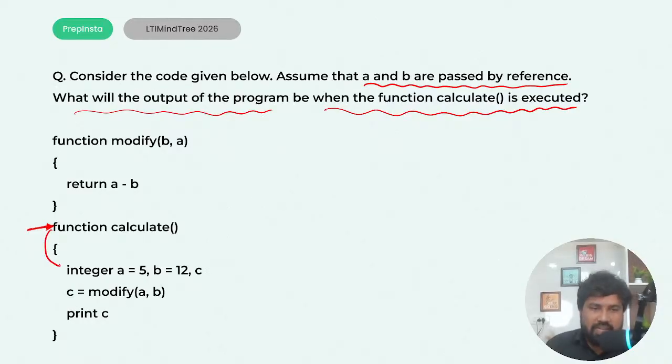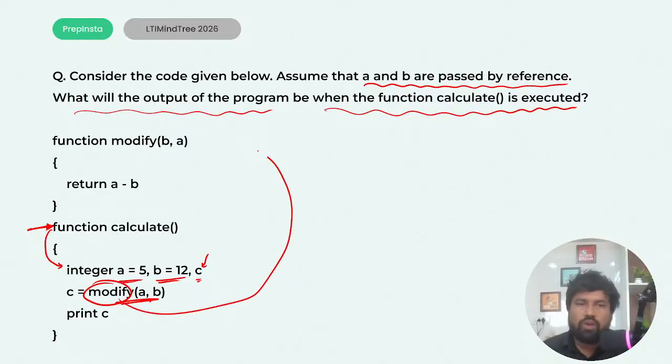So it will go inside the code, and 5 is assigned to A, and 12 is assigned to B, and C is a normal variable. It is declared but not initialized. And the value C is equal to modify A comma B. So the modify function is called, and the control will go to the new function here. See guys, here A B is called, but here B comma A they are receiving.